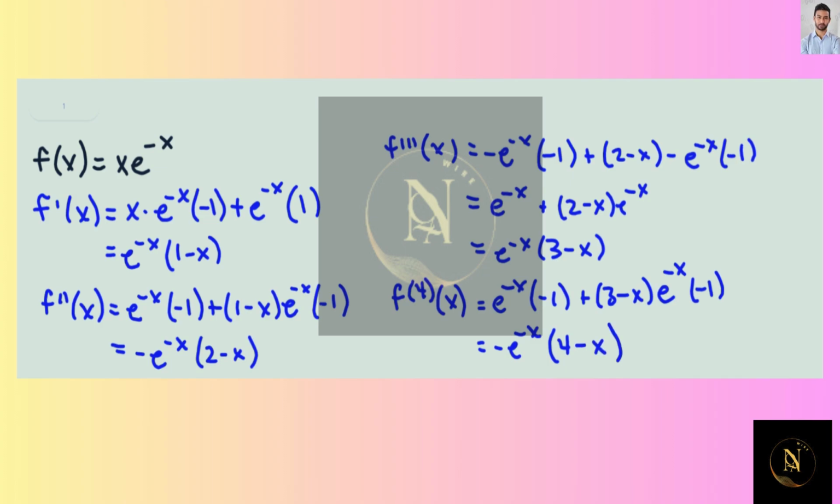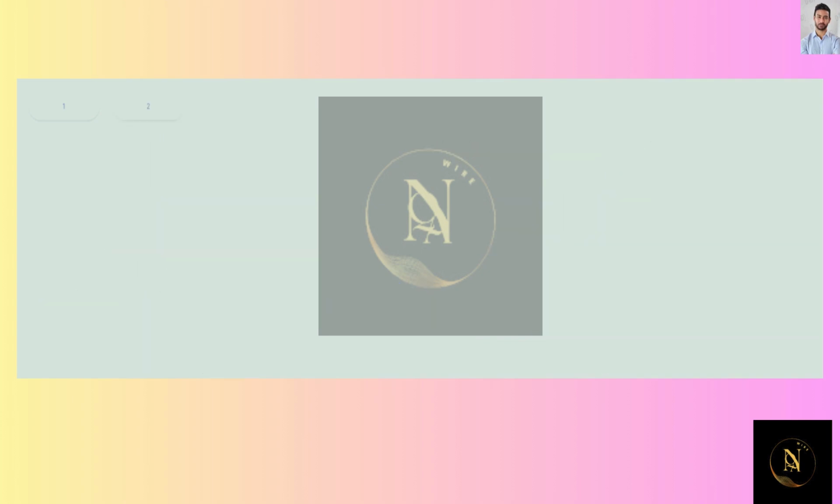Okay, let's see what's happening here. Notice that we have alternating positive, negative in front of our e to the negative x, and then we had, for the first derivative, 1 minus x, for the second derivative, 2 minus x, for the third derivative, 3 minus x, and for the fourth derivative, 4 minus x. So the 1,000th derivative would have a negative in front of it, since all the evens seem to have negatives in front of them, and it would have a 1,000 minus x.